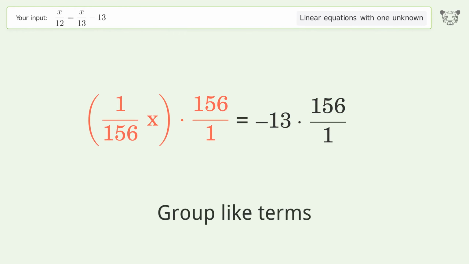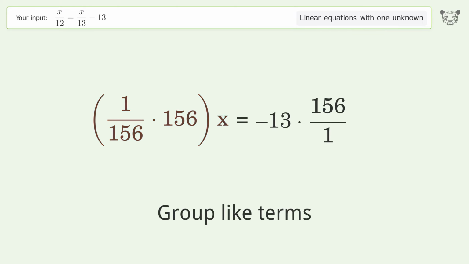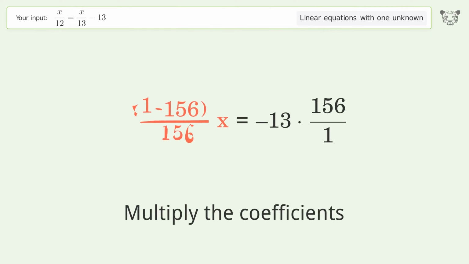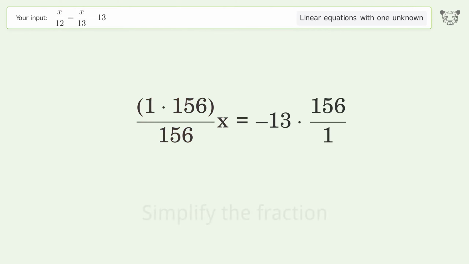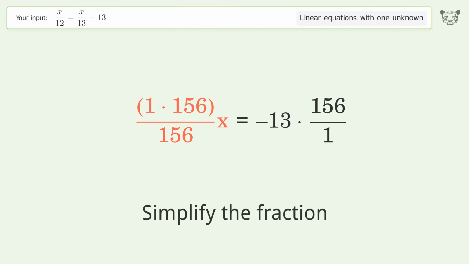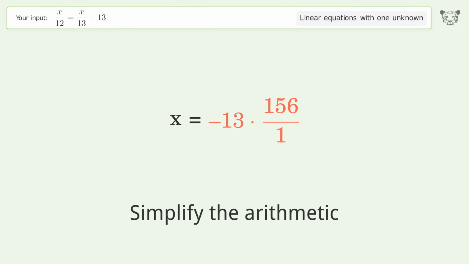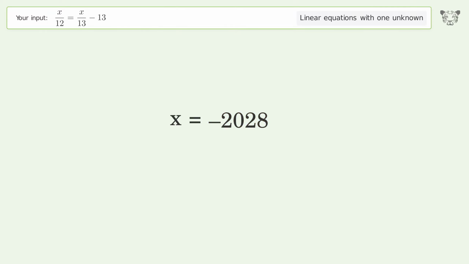Group like terms. Multiply the coefficients. Simplify the fraction. Simplify the arithmetic. And so the final result is x equals negative 2028.